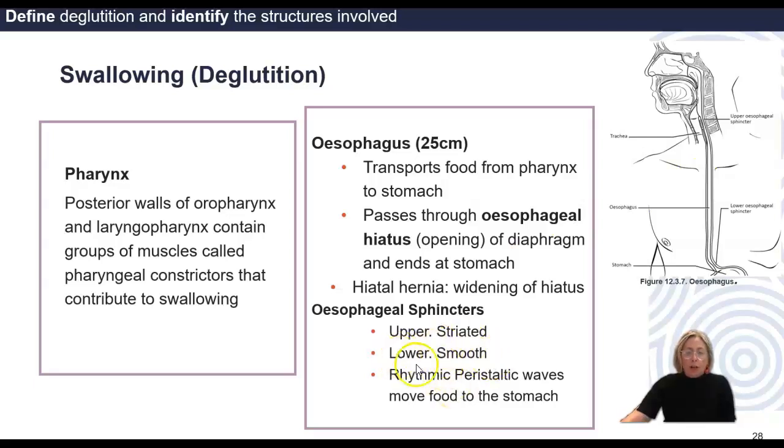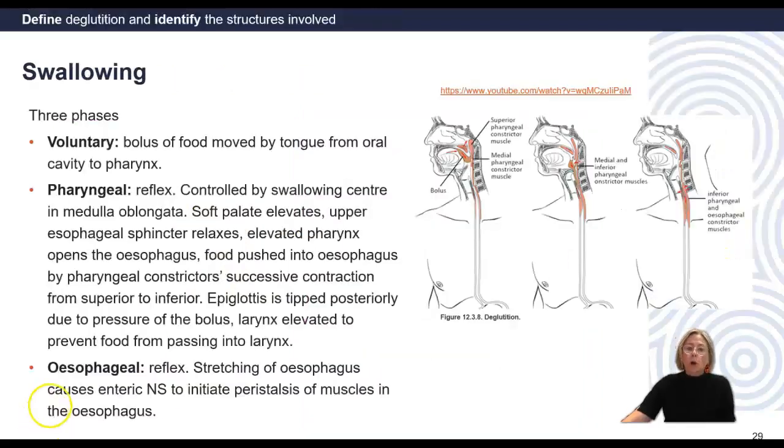The lower one, the lower esophageal sphincter, contains smooth muscle, so it's under involuntary control, and when it relaxes, then that bolus of food enters the stomach. And rhythmic and powerful peristaltic waves move food through the esophagus and on into the stomach. So swallowing does occur in three phases. It's not important for you to go into the details of this too much, but there's a voluntary phase, right? The bolus of food is moved by the tongue from the oral cavity to the pharynx.